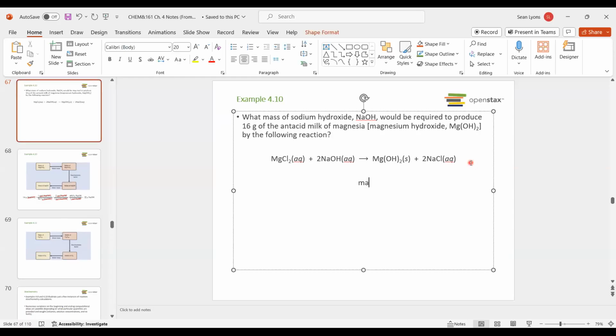So with this process, what we'll have to do is go from the mass of substance A to moles of A. And in this case, A is just the milk of magnesia because that's what we have information about, but it could be any substance in a chemical reaction. And then we'll be able to use the balanced coefficients to go to moles of B. And then we can go to mass of substance B.